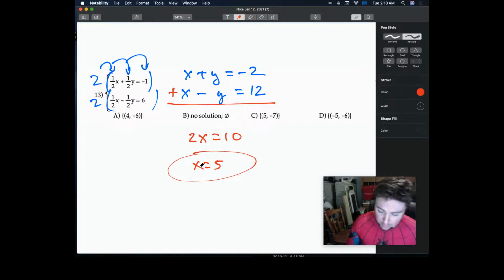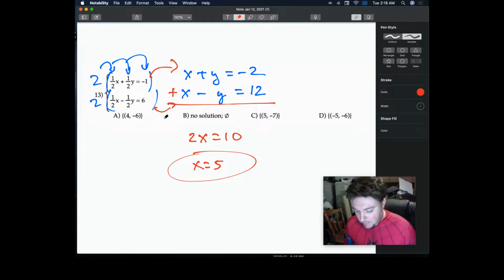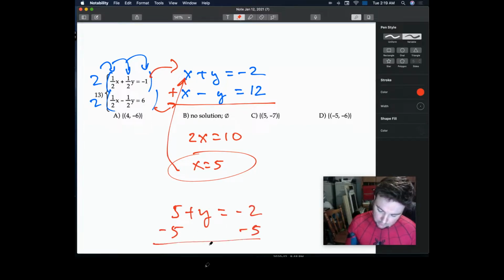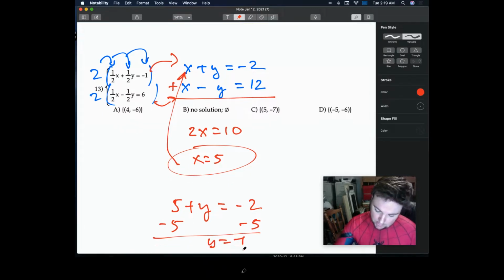Now here, most of the time I said plug back into the original, but here it really does make sense to plug back into the edited equation. I'm going to double check to make sure that you did this math right. So we'll take x equals 5. We're going to plug it back in there. 5 plus y equals -2. Subtract 5. y is -7. So there we have it. y is -7.